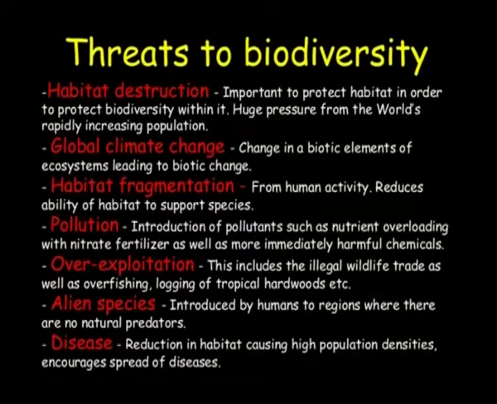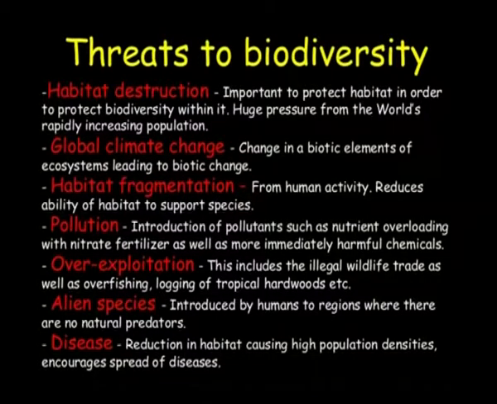Next important threat is pollution. Introduction of pollutants such as nutrient overloading with nitrate fertilizers, as well as, more immediately, which can be felt, harmful chemicals which enter the food chain and hence the different levels of the food web as well. Over-exploitation. This includes the illegal wildlife trade as well as overfishing, logging of tropical hardwoods, etc.